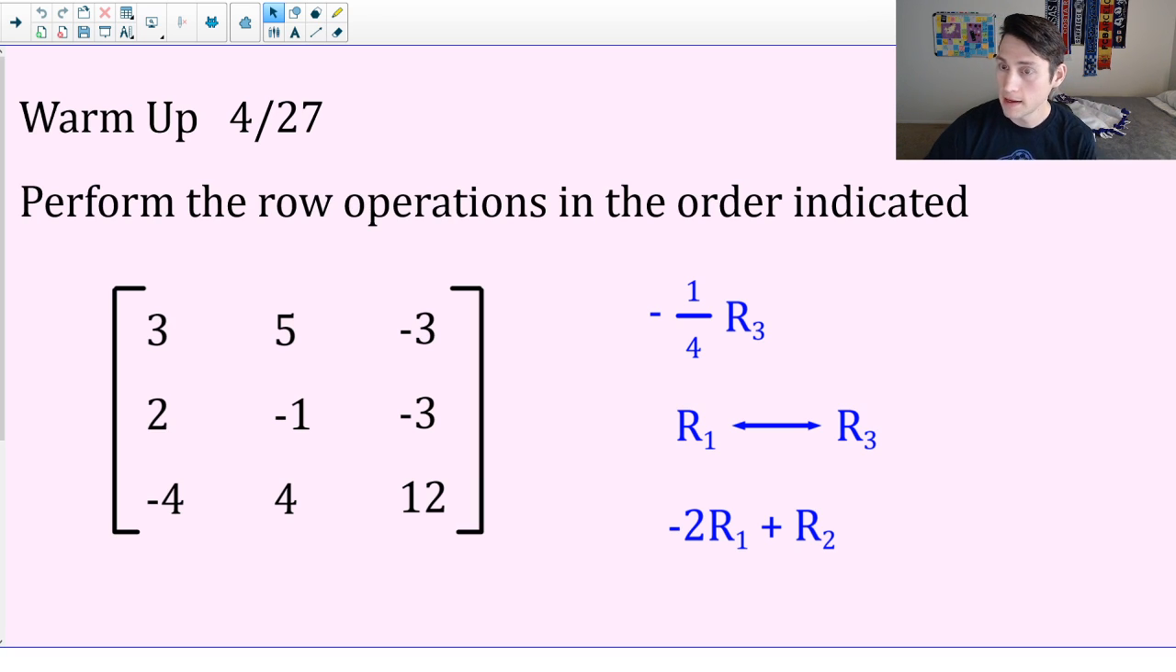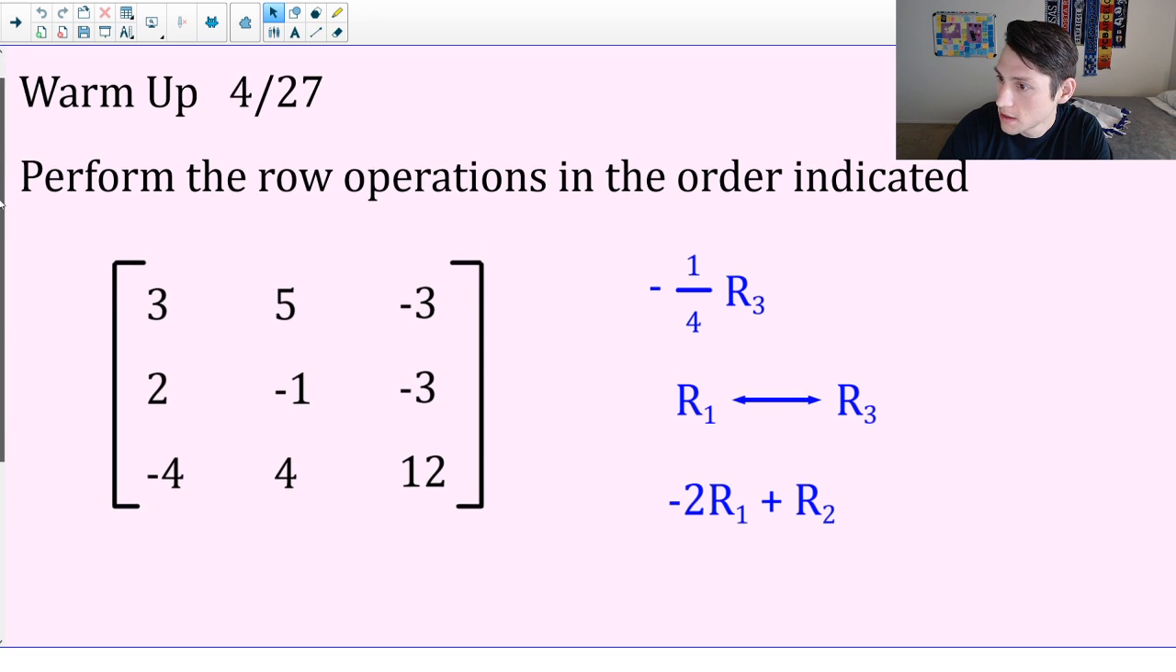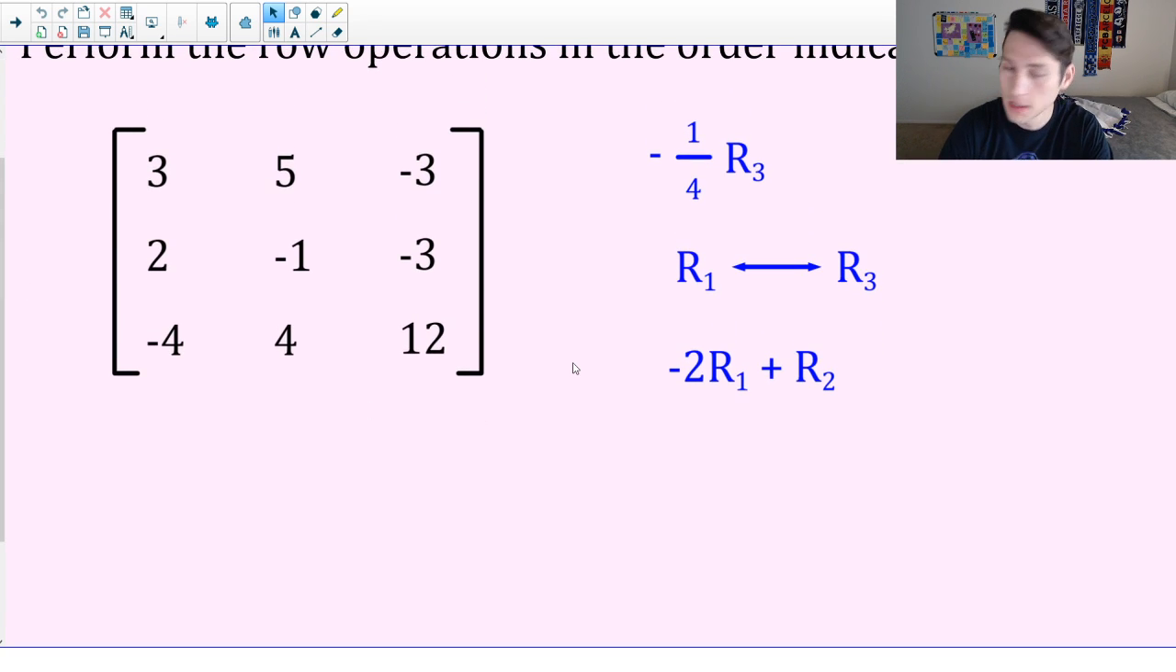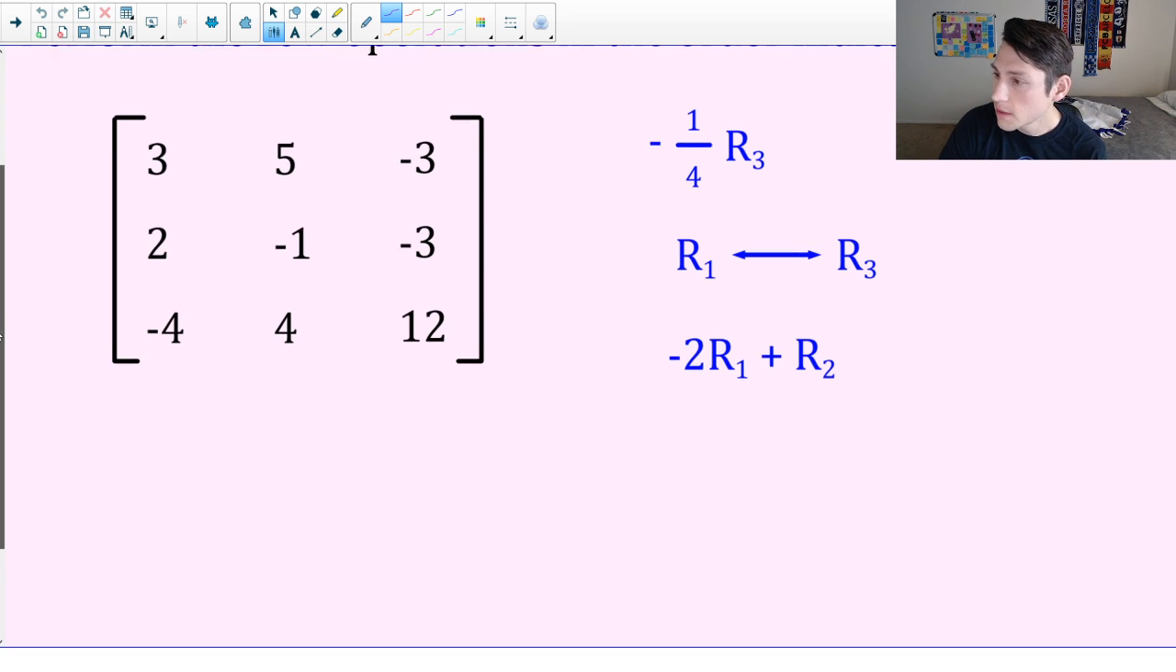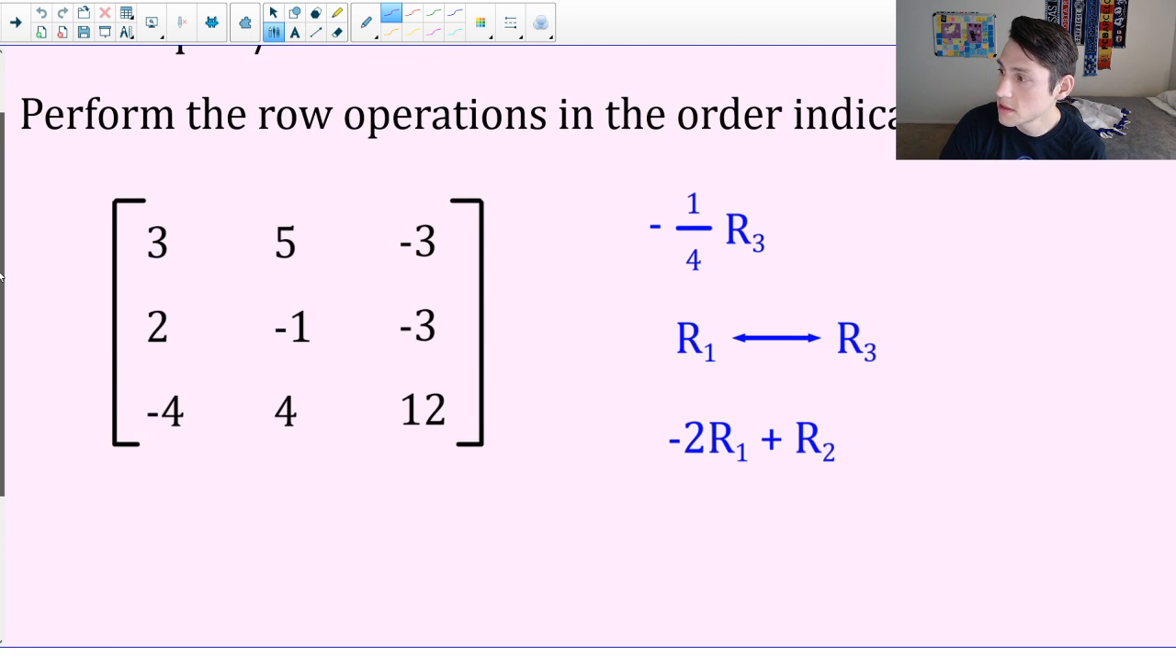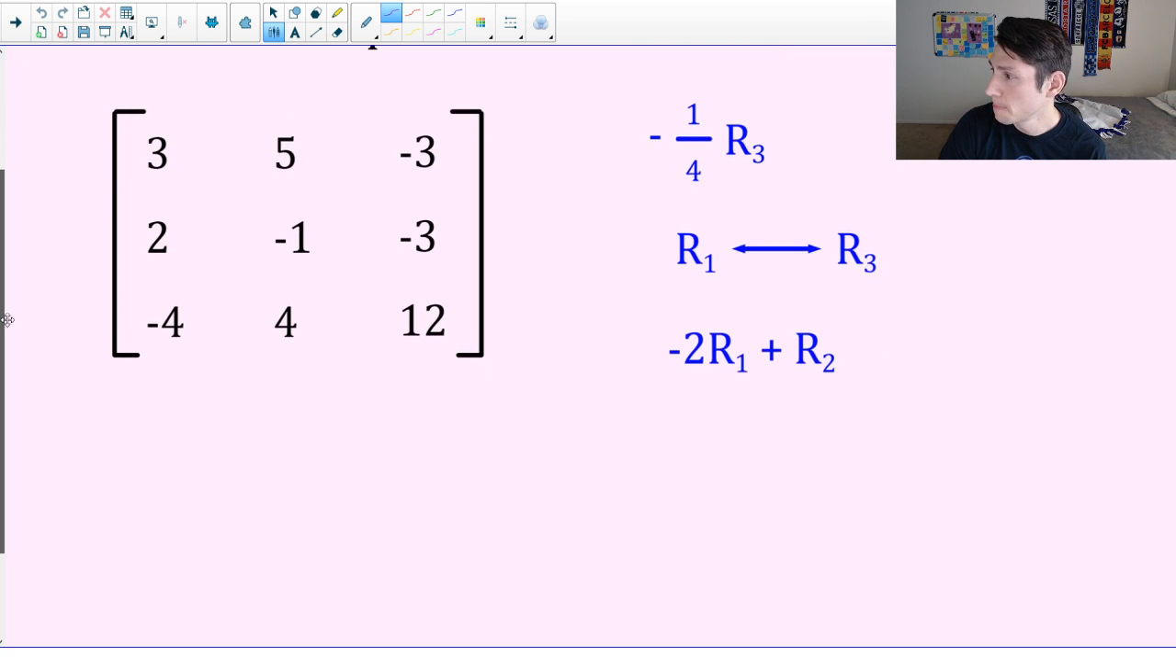So, jumping back to our matrix stuff. Last time we talked about what the row operations are and how they work and what the notation is for them. So let's kick back to that. We have our starting matrix here: 3, 5, -3, 2, -1, -3, -4, 4, 12. We want to go through the operations in the specific order.